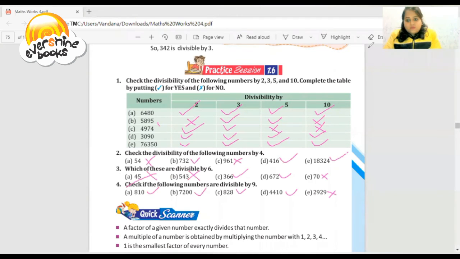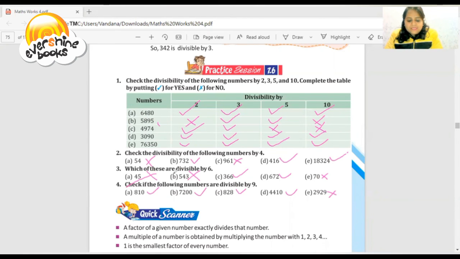Yes, very good. Now students, check the divisibility of the following numbers by 4. 54, it means you have to check the ones place and the tens place. The number should be divisible by 4. So it should be crossed here, right? Because 32 is fully divisible by 4. Now 61, not divisible by 4. 16 is divisible by 4. 24, you have to check the last ones and tens digits. So 24 is divisible by 4. So take the correct answers.